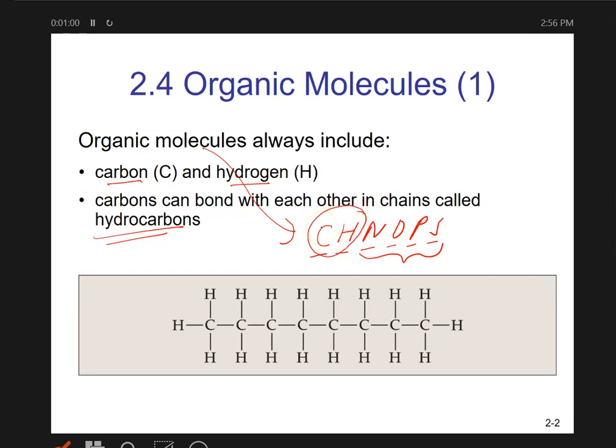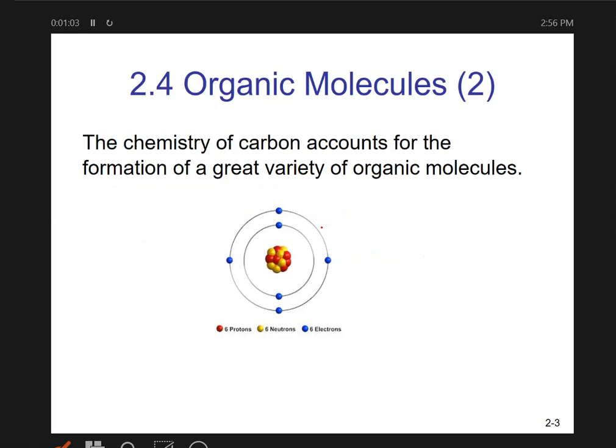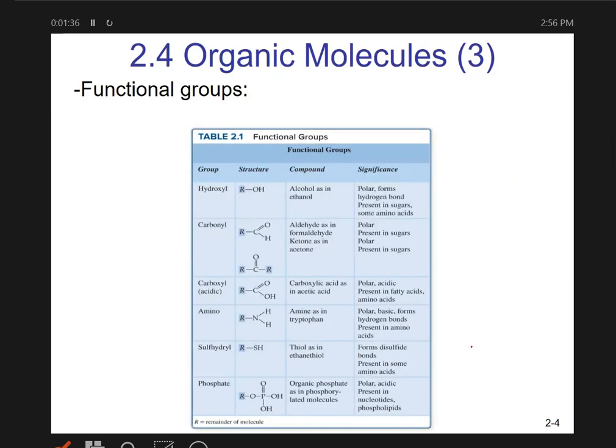in all organic molecules. Okay, so what allows this variety of organic molecules to be formed is that carbon has four valence electrons, and these valence electrons can share electrons with either other carbon or with any other atom. So why does it do that? It will share electrons, remember, to satisfy the octet rule. We've talked about the octet rule, right? So in this way, a variety of organic molecules are formed.